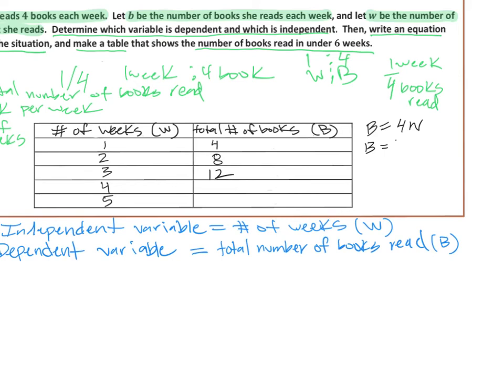So B equals 4 times 4. What is 4 times 4? 4 times 4 is 16. We added 4 to 12. We got 16. Let's try the next one.